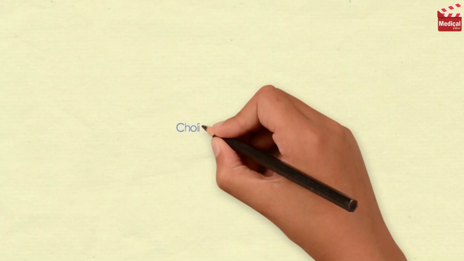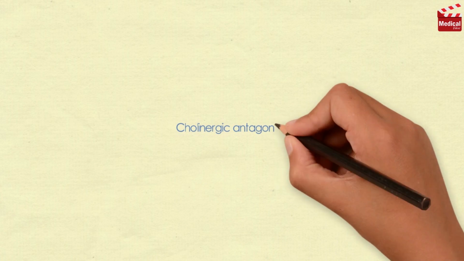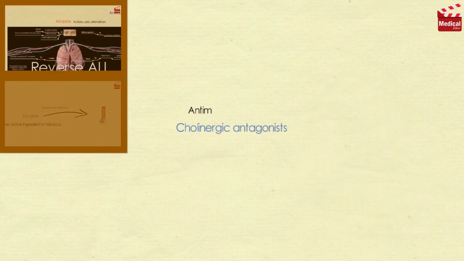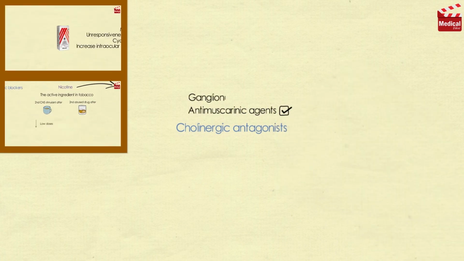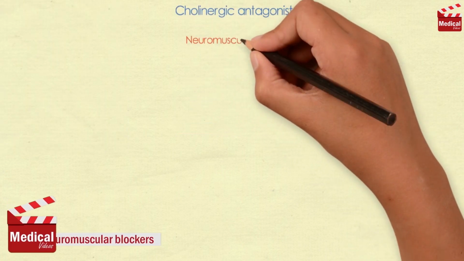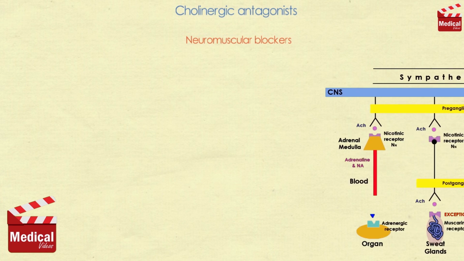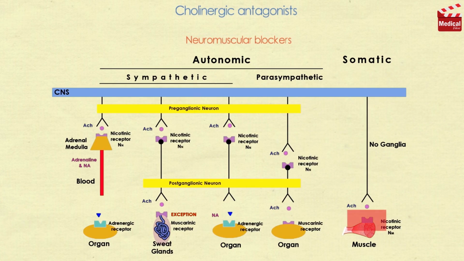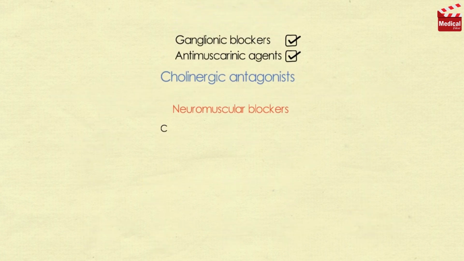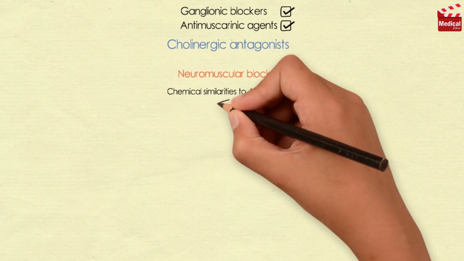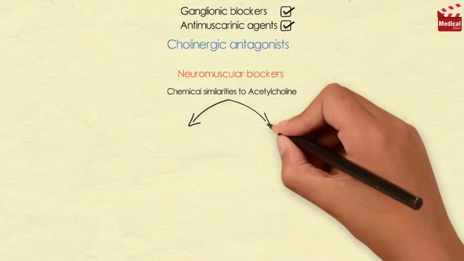In the previous two lectures we discussed two groups of the cholinergic antagonists, the antimuscarinic agents and the ganglionic blockers. And today we'll discuss the last group, the neuromuscular blockers. These drugs block cholinergic transmission between motor nerve endings and the nicotinic receptors on the skeletal muscle. They have some chemical similarities to acetylcholine. And they are divided into two groups according to their mechanism of action.